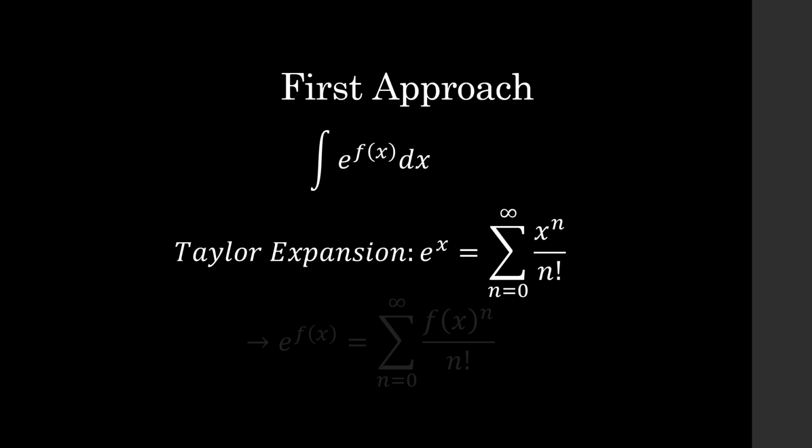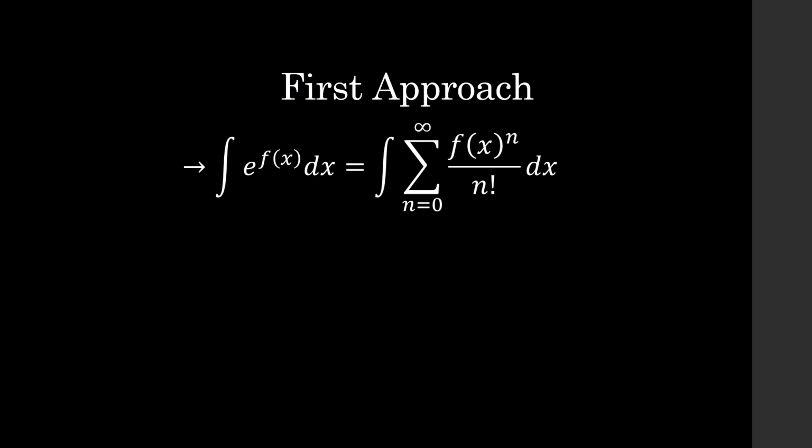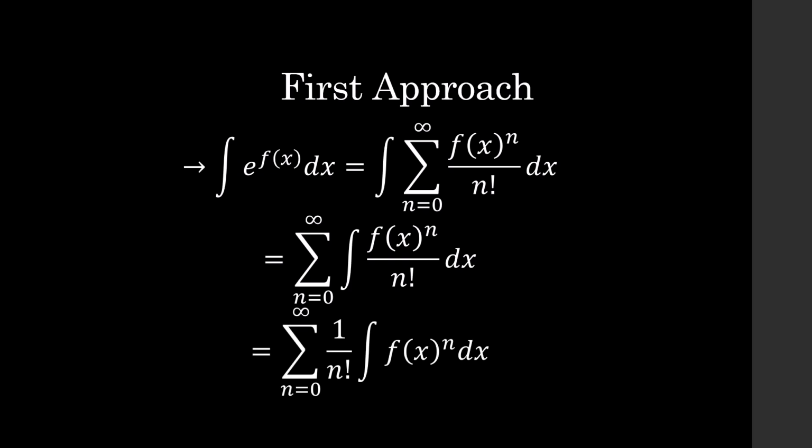And so if we just plug in f of x in place of x, then that's our form for the Taylor expansion for this exponential. e to f of x equals the infinite sum n equals 0 to infinity of f of x to the n over n factorial. We can plug this in to our integral, and that will give us this form. Using the linearity of the integral and the sum, we can switch the two, and then finally the n factorial has nothing to do with x, so it's just a constant that we can bring out.